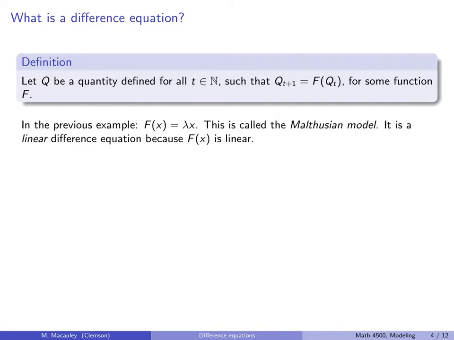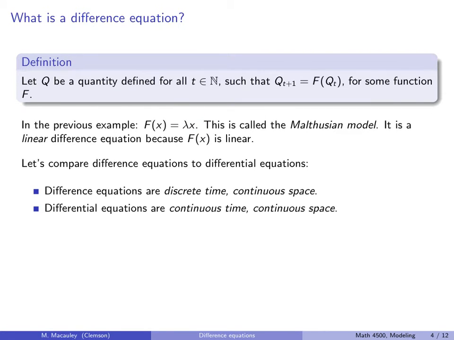In the previous example, that function is just lambda times x. This is called the Malthusian model. Not sure I actually said that correctly. It's one of those words that I read all the time, but I never actually hear it pronounced. So this is a model we saw was a linear difference equation because this function here is linear.